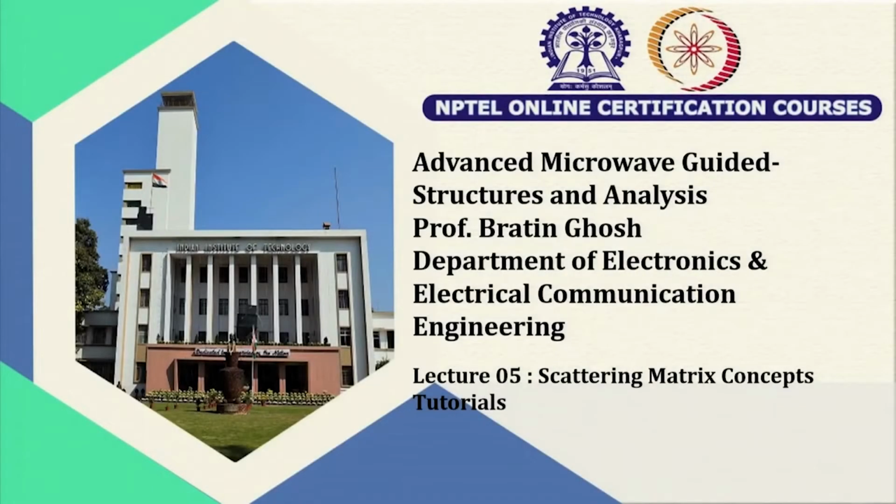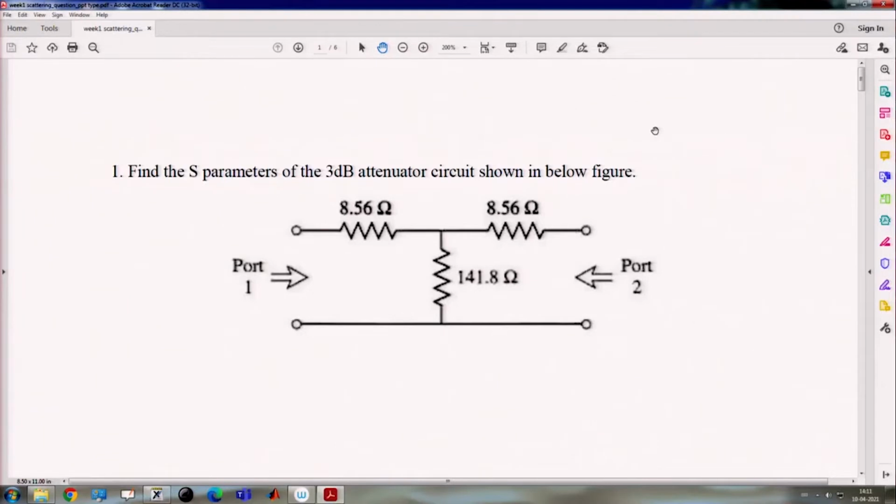Today we are going to start the numerical problem on the scattering matrix. The first problem is to find the S parameters of the 3 dB attenuator circuit shown in the figure below. Here you can see this is a 2 port network, port 1 is this side and port 2 is this side, and these are the resistances 8.56, 8.56 and 141.8 ohm. For this problem you have to find the S parameters.